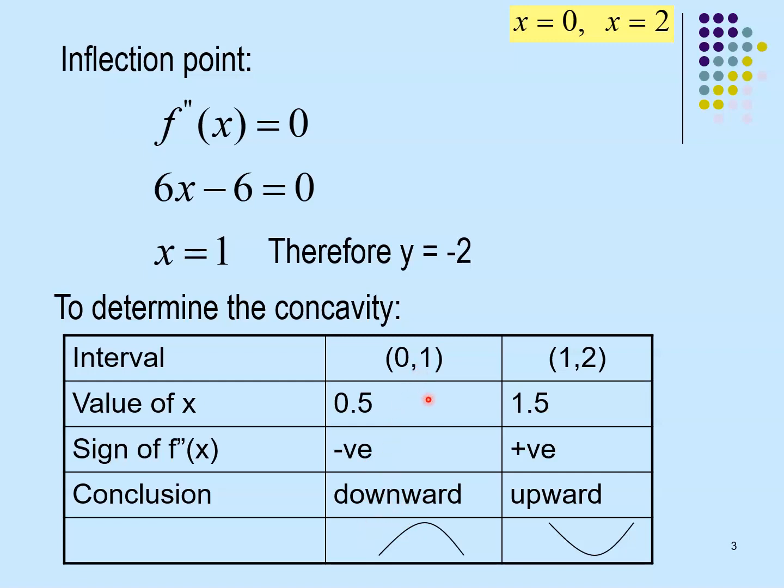For this interval, it's going to be concave downward. So concave downward looks like this. And for this one, since it is positive, you're going to have concave upwards. So it's going to be like this. So can you imagine your graph now? We have quite a few hints over here. This one and this one.